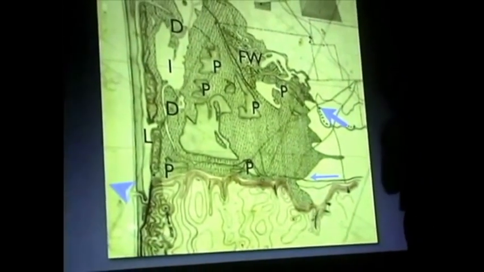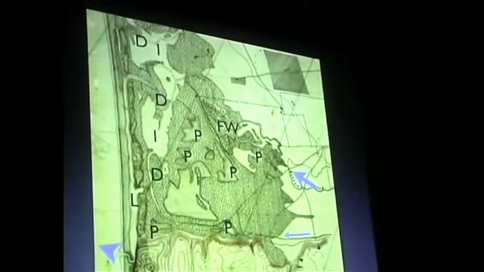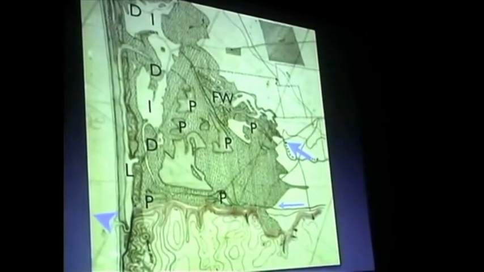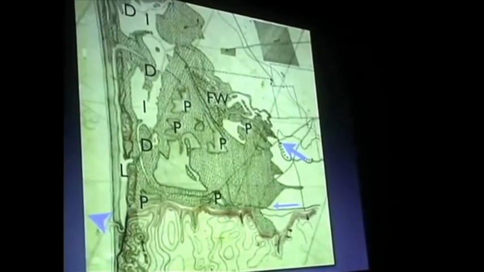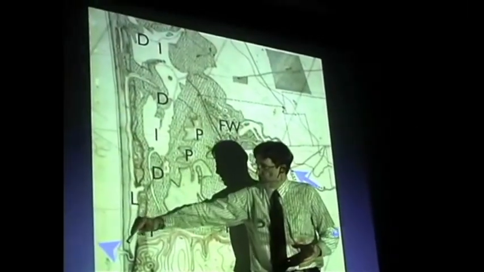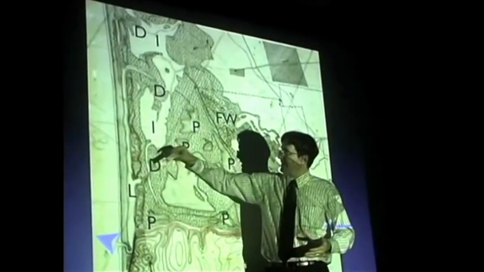And so here is the detail of the coast chart, the T-sheet. Remember the T-sheets? The coast chart from 1876. And L up there, that is the lake. That's the coastal lake. It was between a set of dunes on the coast here and a set of dunes inland from them. This D, that stands for delta.